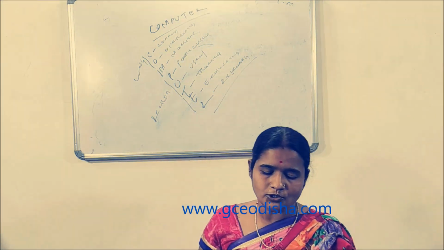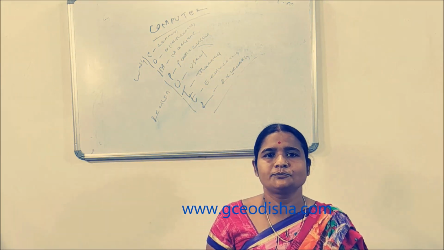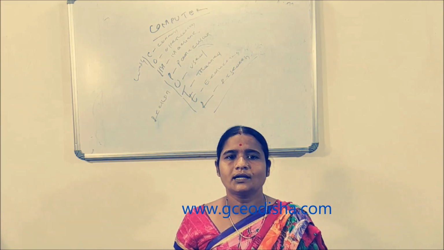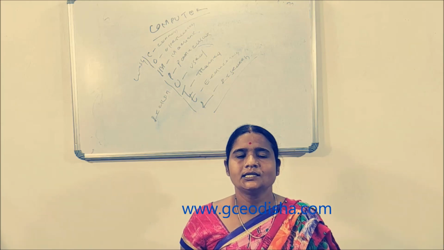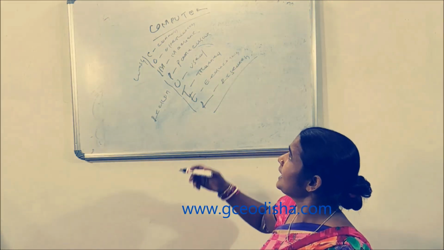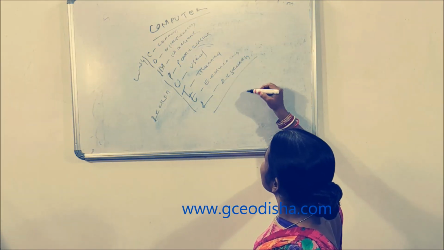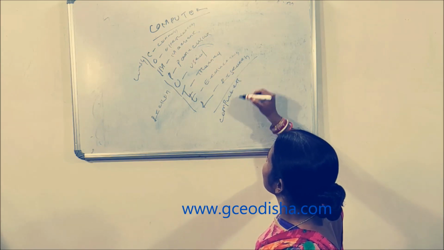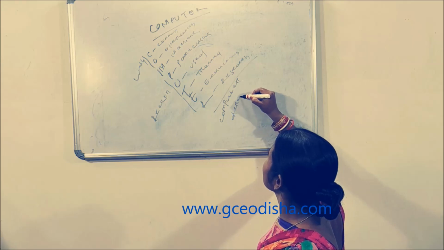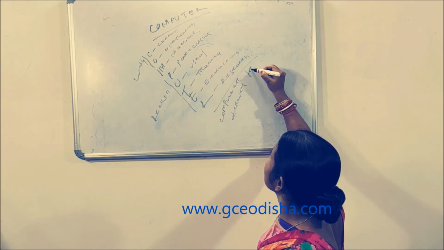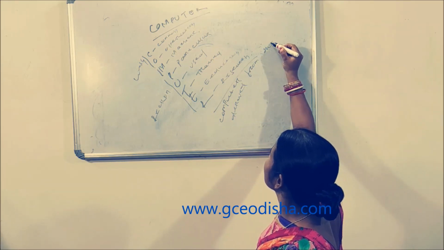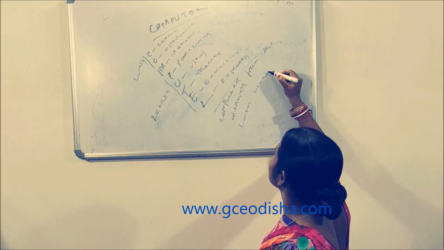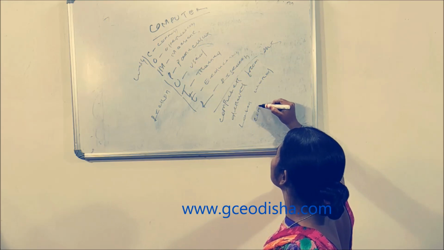So, computer is an electronic device which processes the raw data under a program control. Through the computer we can do any work easily. So, how do we use the computer? Computer is derived from the Latin word compute.